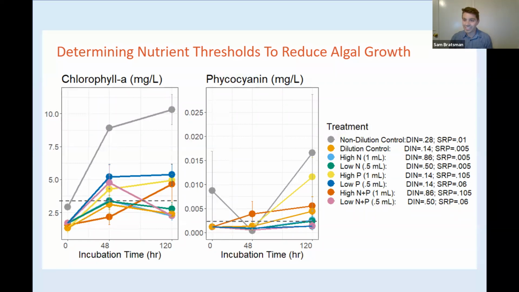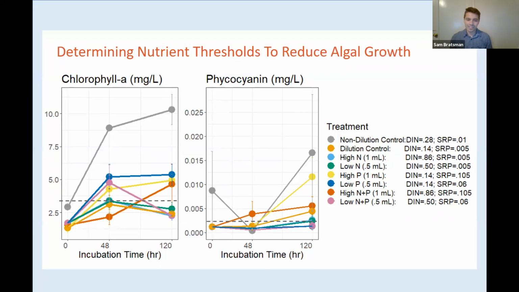So we had some pretty interesting results when we're just looking at chlorophyll A. We see there's a pretty clear distinction. We put that dotted line in there just to show that separation, where we had some treatment groups that had a lot more growth than other treatment groups. And what's interesting about the division is the groups that had a lot more growth were all the groups that received additional phosphorus as part of the treatment.